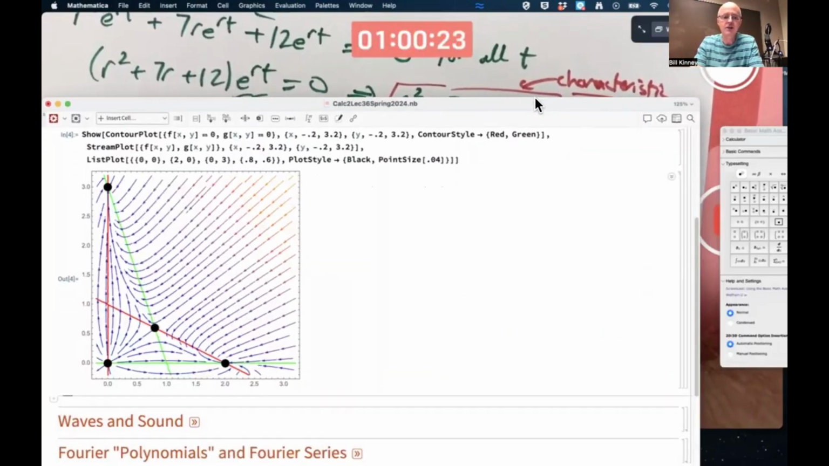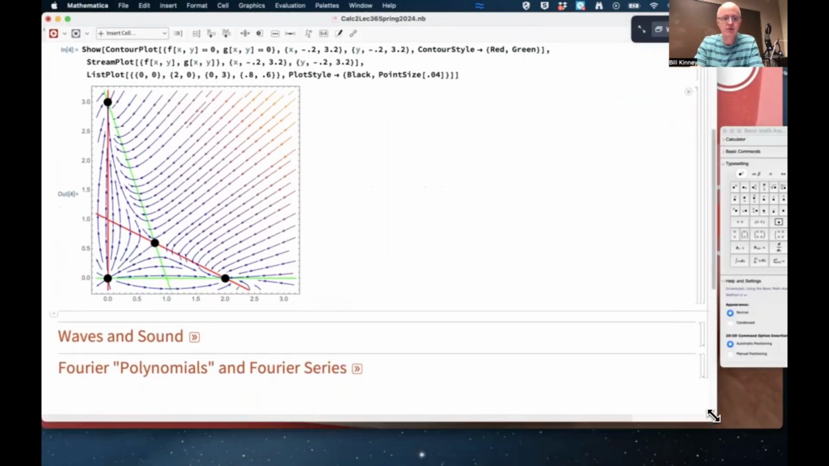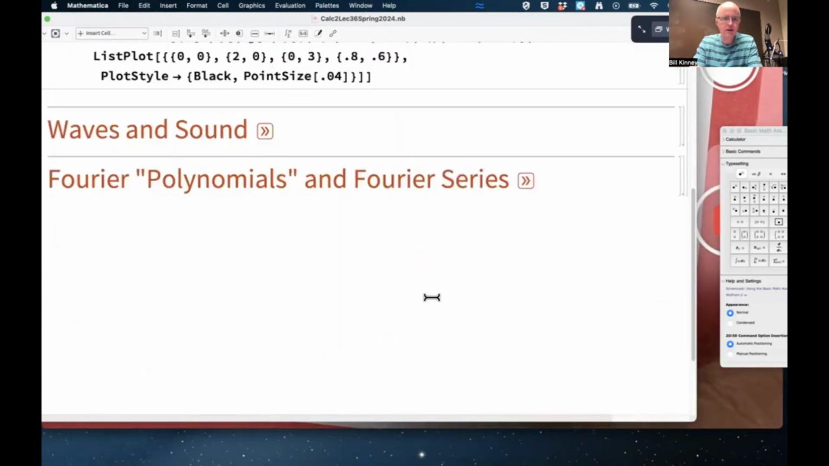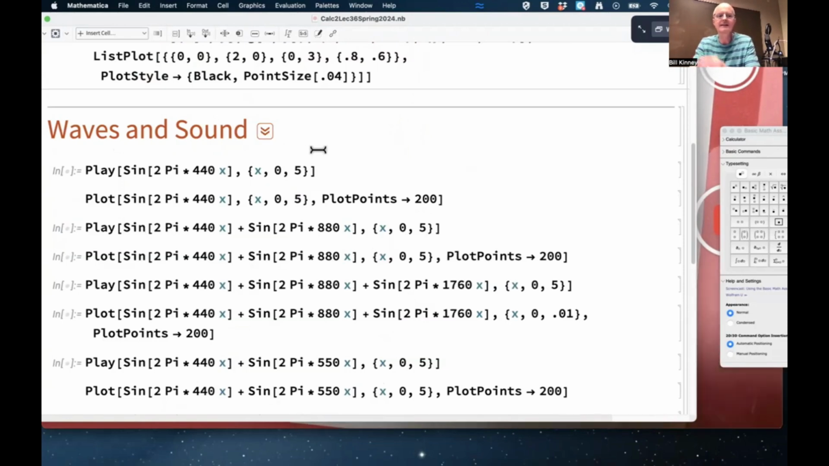In the last 10 minutes, I would like to introduce you to Fourier polynomials and Fourier series. Let's introduce it by first talking about waves and sound.